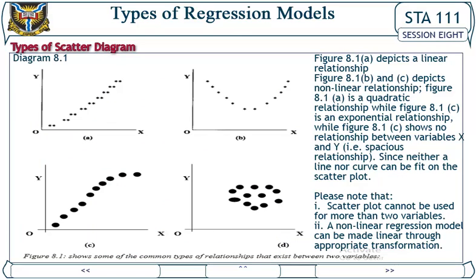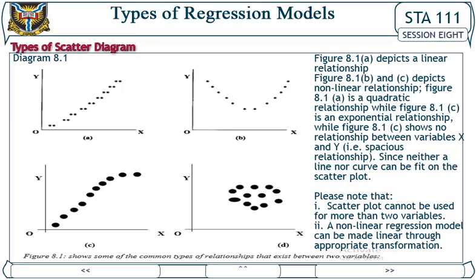Types of scatter diagram. Figure 8.1 shows some of the common types of relationships that exist between two variables. Figure 8.1a depicts a linear relationship. Figures 8.1b and c depict nonlinear relationships. Figure 8.1b is a quadratic relationship, while figure 8.1c is an exponential relationship, while figure 8.1d shows no relationship between variables x and y, that is, a spurious relationship.